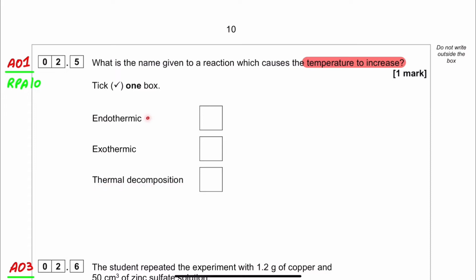In an endothermic reaction, the temperature of the surroundings drops. In an exothermic reaction, the temperature of the surroundings increases. Whereas in thermal decomposition, energy is required to break a compound into more than one substance. So if the temperature is rising, it means the energy is going into the surroundings. Therefore, the correct answer is exothermic reaction.